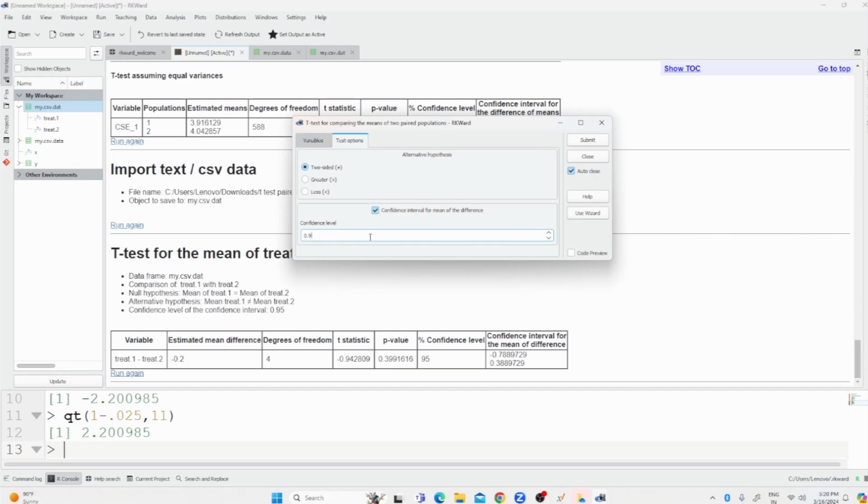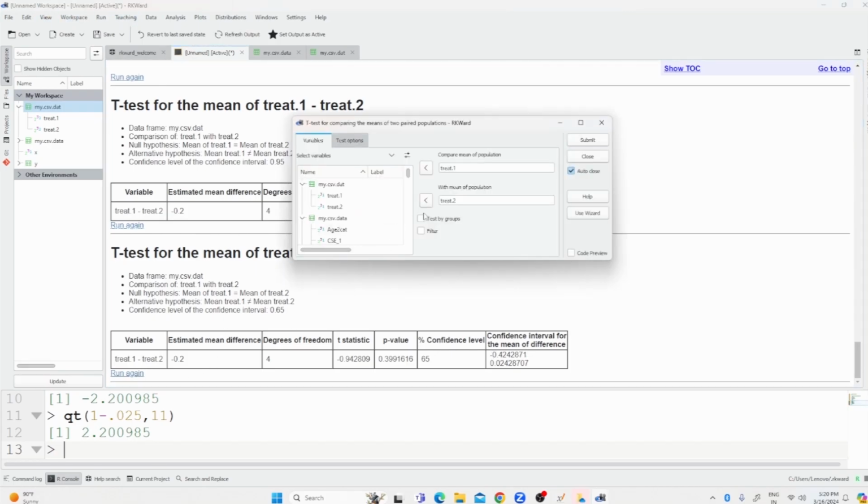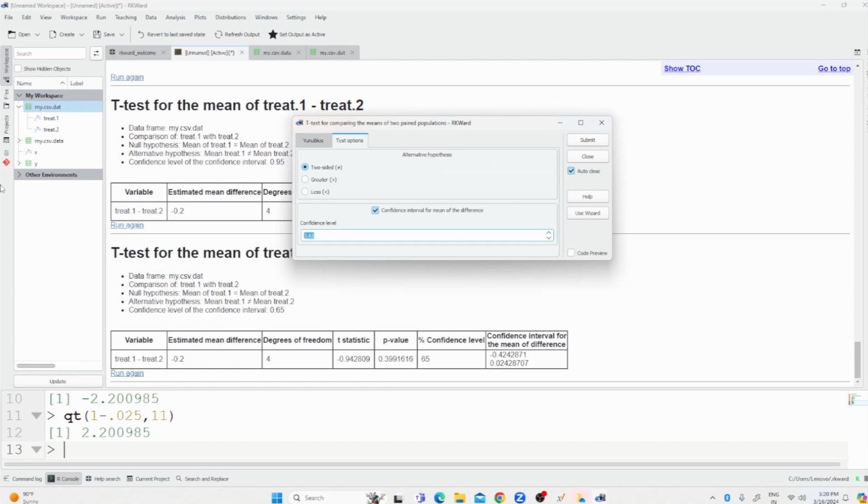Now let us check what happens if we run it again. Let us say at 65%, what happens? 0.65. See, at 65 also it is still containing 0, but as we decrease it, it will change. Let us say 45%.